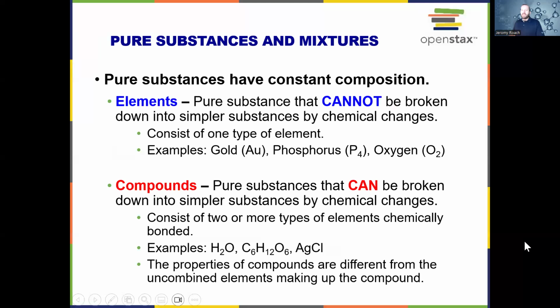Pure substances have a constant composition. They can't be broken down into a simpler substance by a chemical change. Gold, oxygen, those are pure substances. Compounds can be broken down. So a compound is 2 different atoms. Silver chloride, water are examples of that. We can break them down into their individual elements.